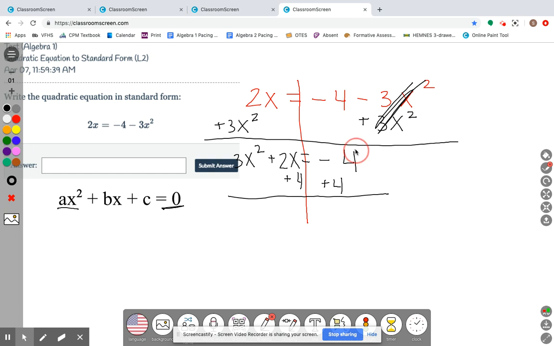So I can cross out my 0 pair, negative 4 and positive 4, add up to 0. I'm going to write these 3 terms in descending order. So my x squared term first, 3x squared, and then my term that's just an x, plus 2x, and then my constant term, plus 4. And we have our final answer.